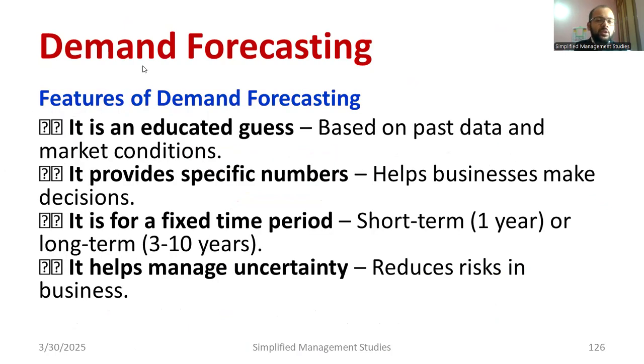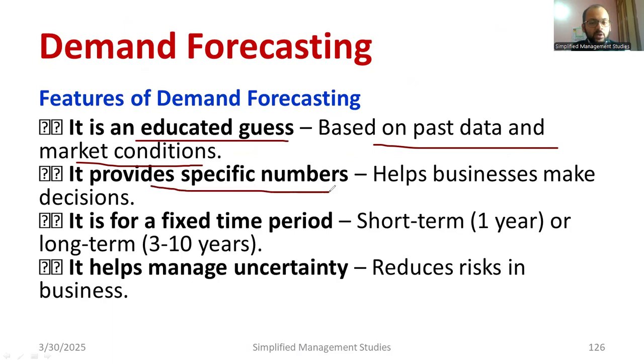The basic features of demand forecasting are as follows. It provides an educated guess, in the sense that based on the past data and the market conditions, we are anticipating that this much sale will happen in the coming year. It provides a specific number. Last year we sold almost 1 lakh cakes. In the future, demand is very high. We are anticipating 1 lakh 25 thousand cakes.